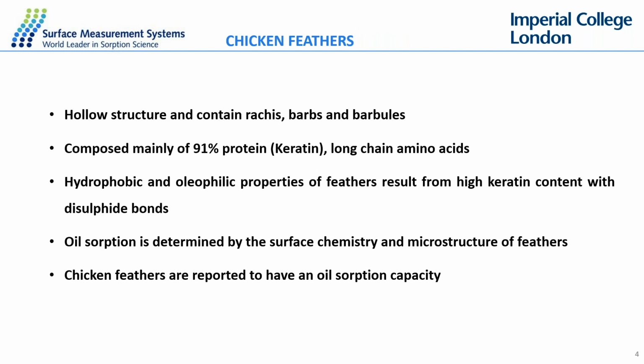Now, chicken feathers, like we'll see in a picture I'll display quickly, are very unique. They have a hollow structure and contain rachis, barbs, and barbules. They are composed mainly of 91% protein, 1% lipids, and about 8% water content. They're hydrophobic and they have oleophilic properties, which result from high keratin content. The absorption quality of the chicken feathers is determined by their surface chemistry and the microstructure of these feathers.